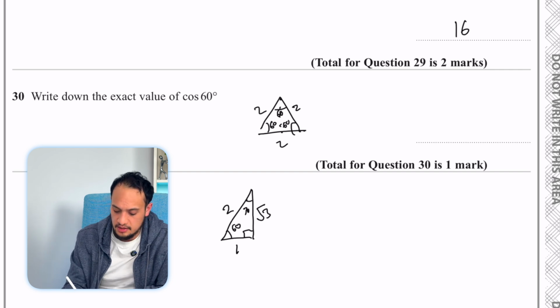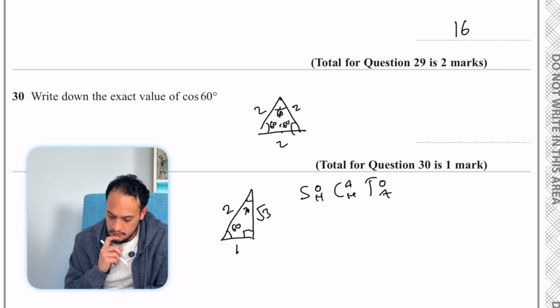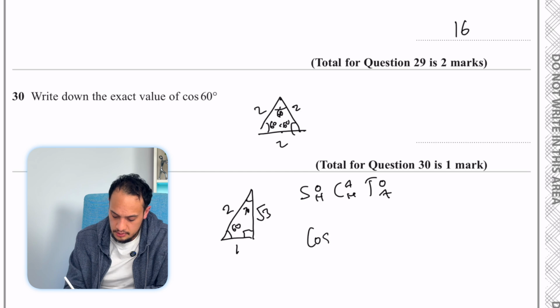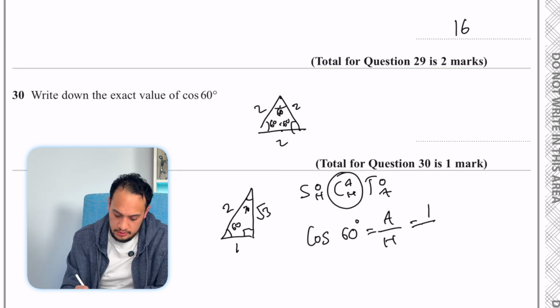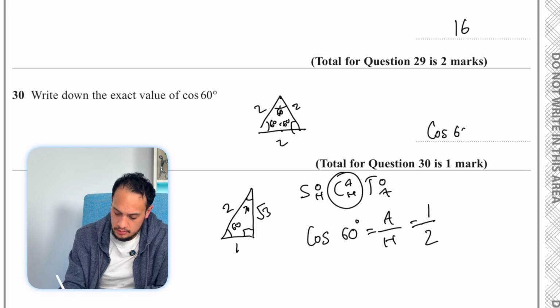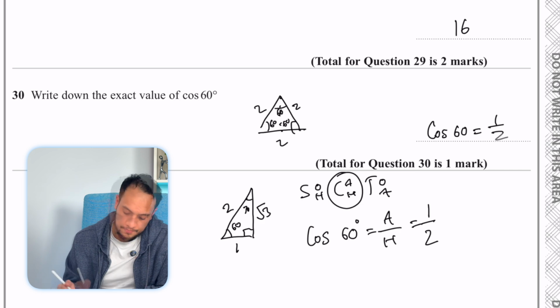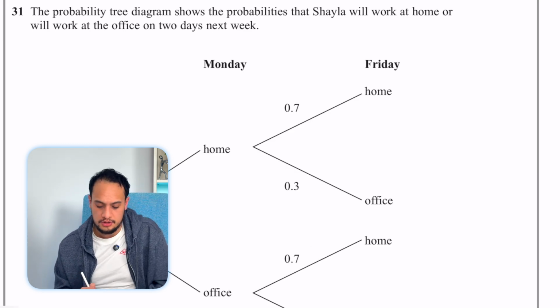We're trying to find cos 60. If you can remember SOHCAHTOA, I like to write it like that. We're thinking about cos 60, so we need this: cos 60 is equal to adjacent over hypotenuse. In this case, the side adjacent to the 60 is the 1, and our hypotenuse is 2. So cos 60 equals a half.